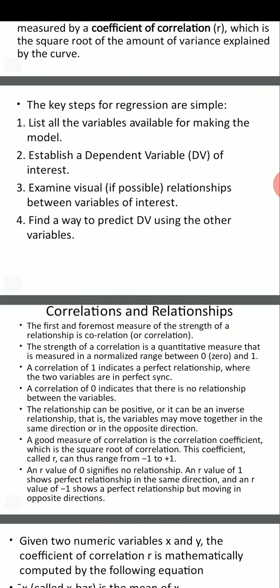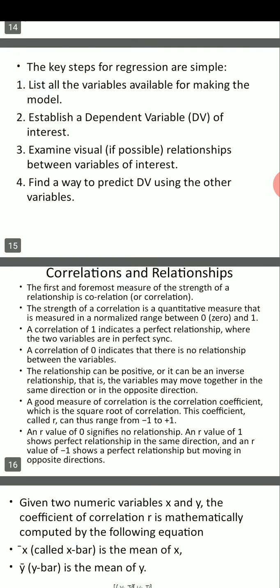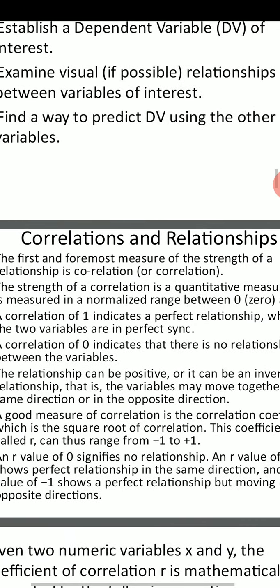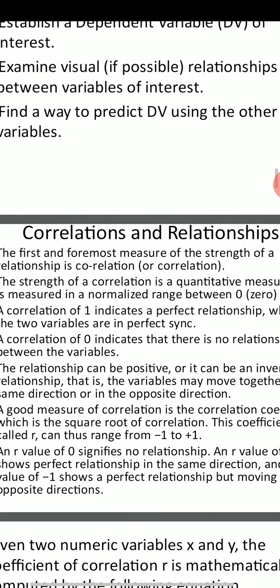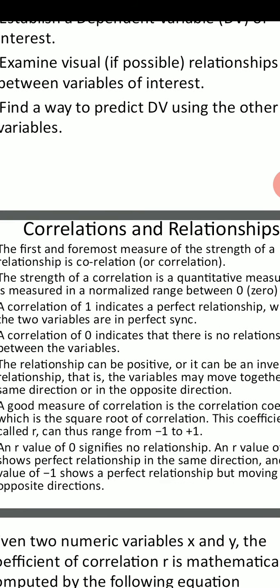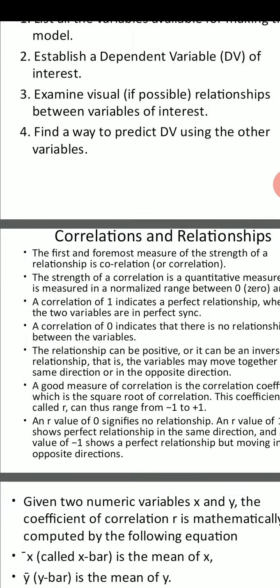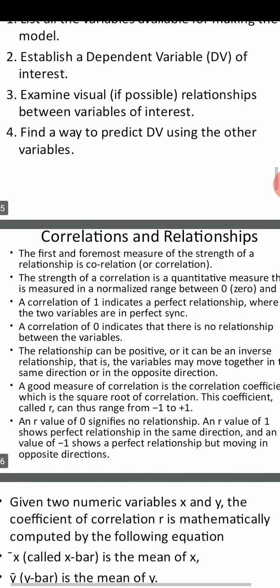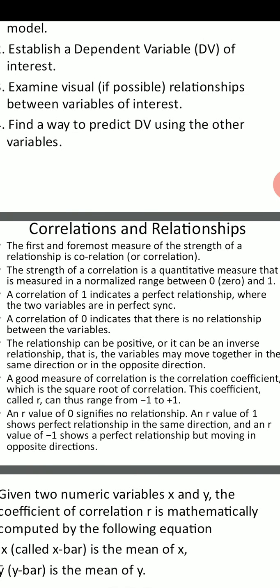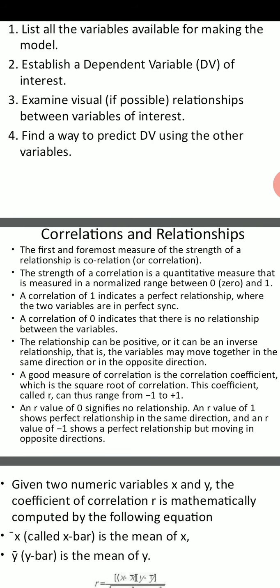Correlations and relationships with respect to regression. The first and foremost measure of strength of a relationship is correlation. The strength of correlation is a quantitative measure that is measured in a normalized range between 0 and 1. A correlation of 1 indicates a perfect relationship where the two variables are in perfect synchronization. A correlation of 0 indicates that there is no relationship between the variables.